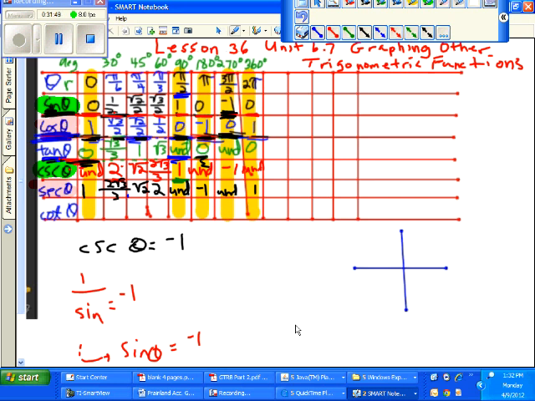Now, when's that going to happen again? The next time you get there again, you've got to go all the way around, right? Because at pi over 2, it's 1. You see, sine is 1 here and negative 1 there. The first time sine is negative 1 is at 3 pi over 2. But it's going to be that again after you go all the way around, which is 2 pi, as many times as you want to go all the way around. Okay? That makes sense?